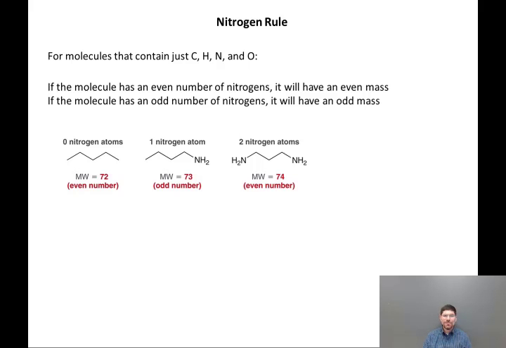So you can see these examples of molecules that are similarly sized with 5 non-hydrogen atoms. Pentane, which has 5 carbons, has a mass of 72, which is even. Butylamine, which has 4 carbons and 1 nitrogen, has a mass of 73. It has an odd number of nitrogens, so it has an odd mass. And finally, propylene diamine, which has 2 nitrogens, the mass is now 74. Even number of nitrogens, even mass.